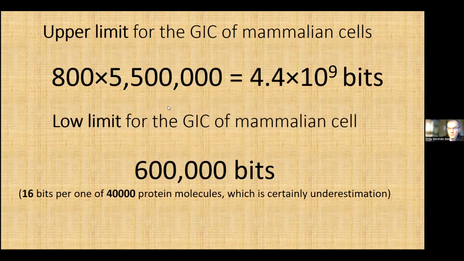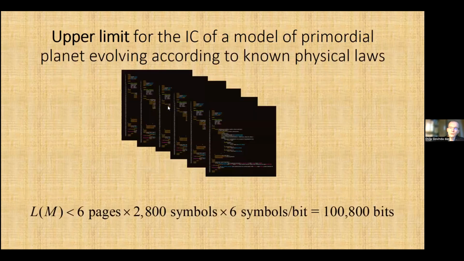So let's step one step back. We got 600,000 bits for the information content of a very primitive mammalian cell, and in fact the information content will be higher. This is a low limit, but the higher limit for the basic physical laws is said to be less than 100,000 bits. So they differ by 5 times, but it's not really necessary that it be 5 times; the difference between them of half a million bits is essential.